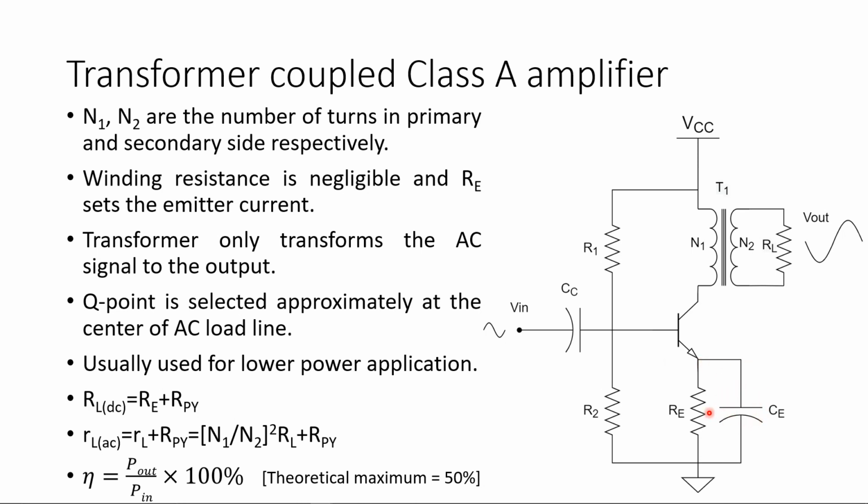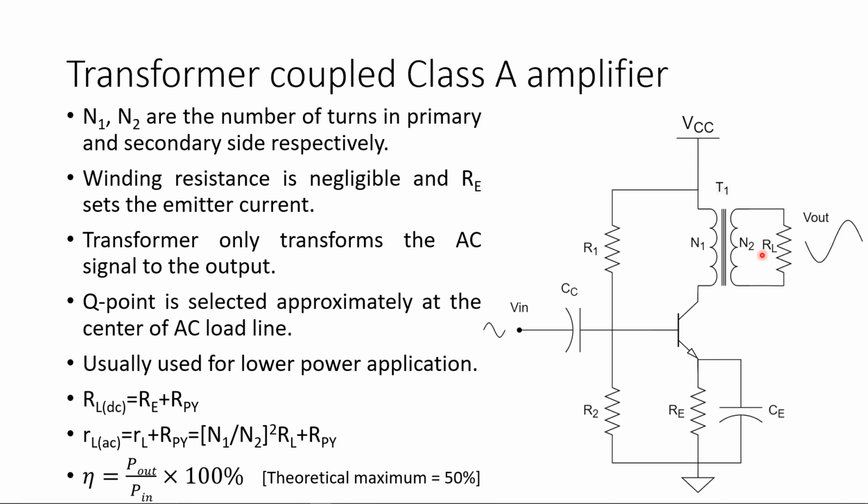This will short the resistance in AC. So this will create a short path to ground in AC analysis. For DC or biasing, the DC current will see this RE resistance, but for AC current, this is shorted to ground. The emitter is shorted to ground.